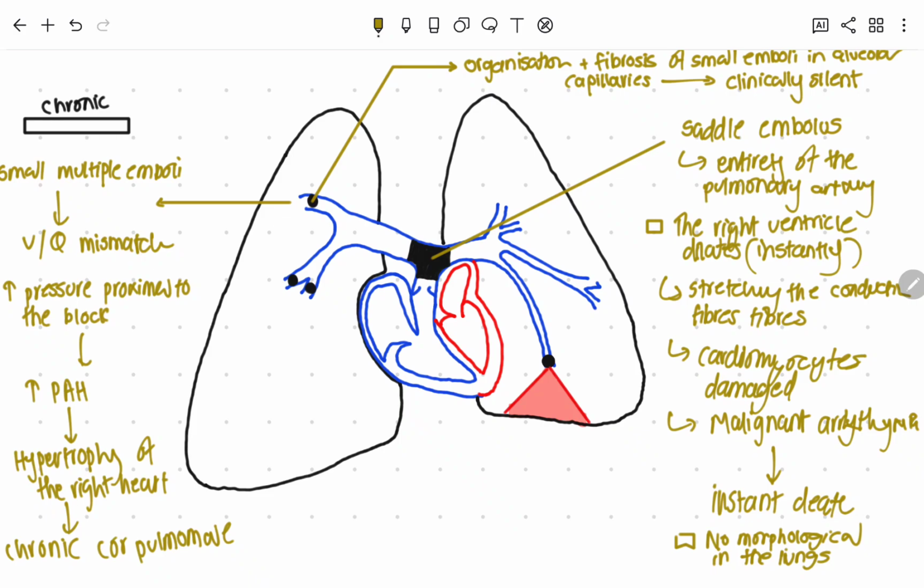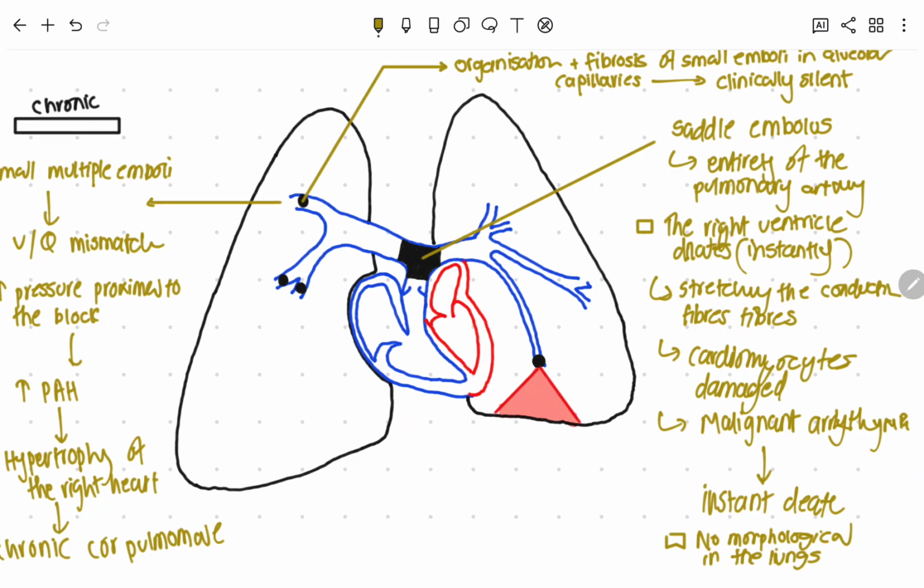No morphological changes take place in the case of a saddle embolism because there is not enough time for it to happen. The patient dies straight away because of malignant arrhythmias. So the complication is malignant arrhythmias occurring due to saddle embolus, which kills the patient before they can actually have any sort of morphological changes that would be seen in an autopsy in the lungs. I hope that was clear.